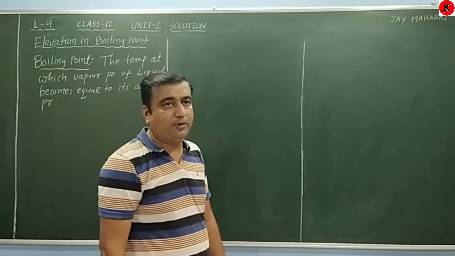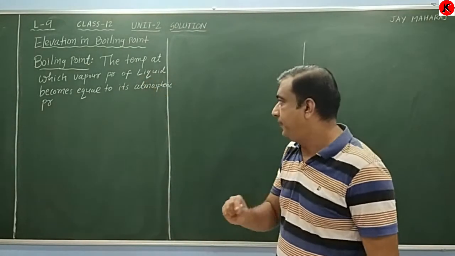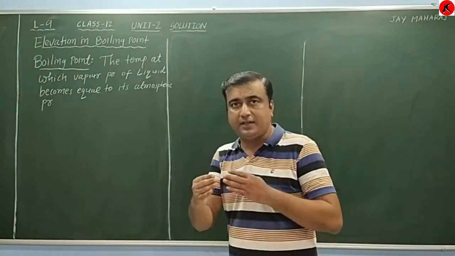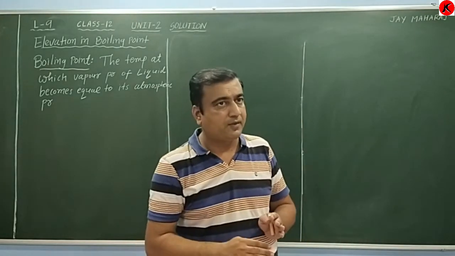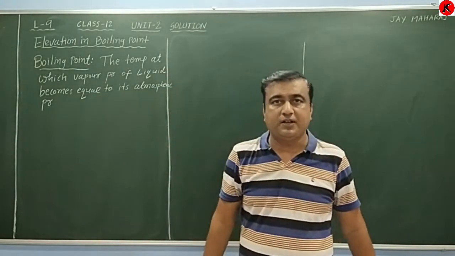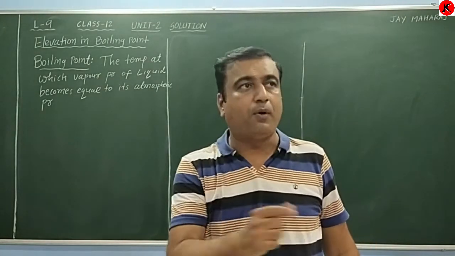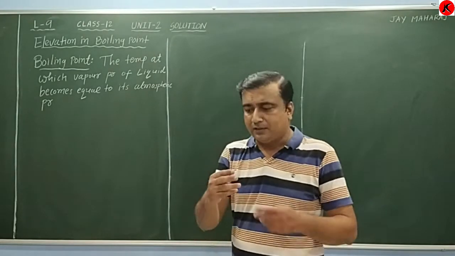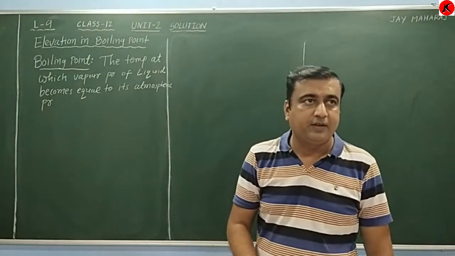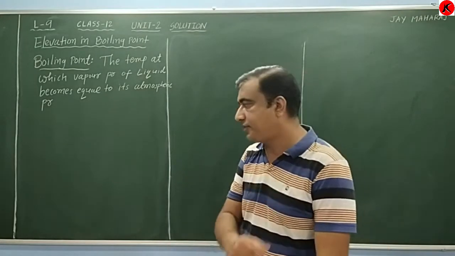The definition of boiling point is the temperature at which the vapor pressure of a liquid becomes equal to the atmospheric pressure. That means the liquid may be a solid or solvent. When the vapor pressure becomes equal to atmospheric pressure, the liquid will start to boil, and this temperature is known as the boiling point of the liquid. That means boiling point depends upon the atmospheric pressure. If the atmospheric pressure changes, then the boiling point also changes.